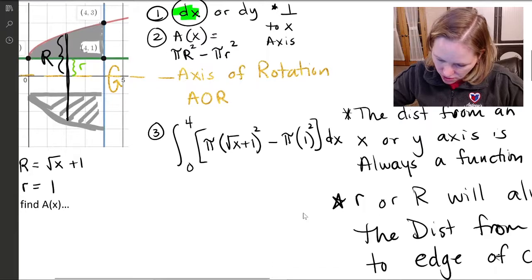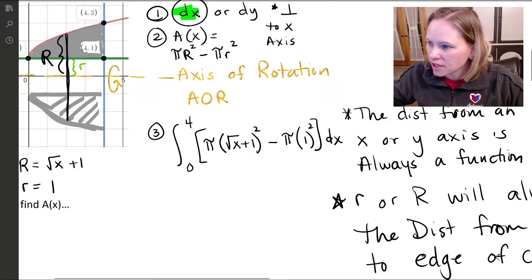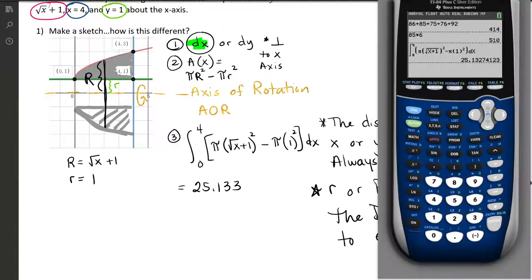I'm going to plug that into my graphing calculator to get my final answer. So let's see what it looks like. When we plug it into our calculator, we want to make sure we use lots of parentheses. Remember to square the big R and the little r. Don't leave out that exponent. And notice that on my calculator screen, everything is wrapped up. I included pi both times.